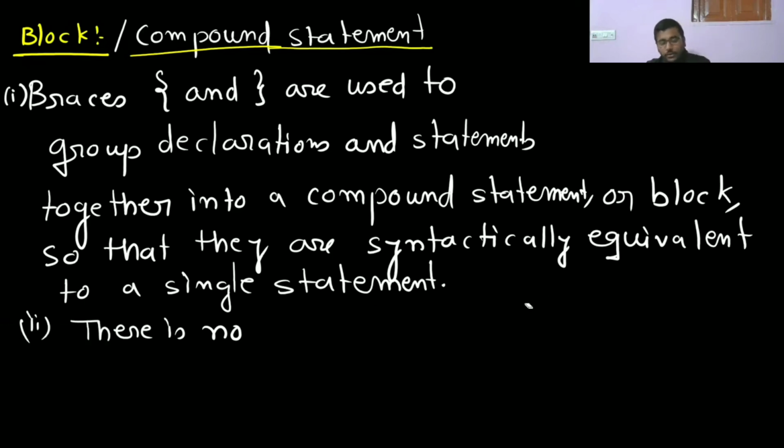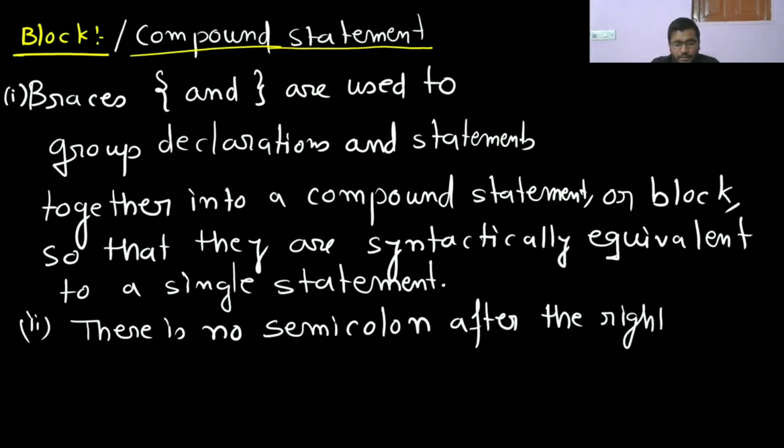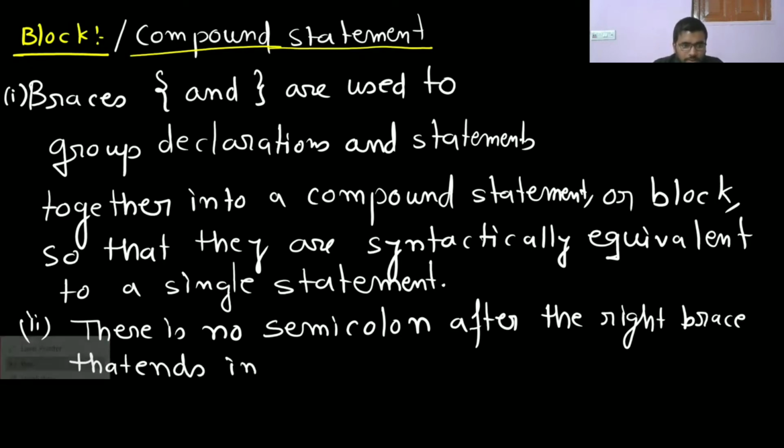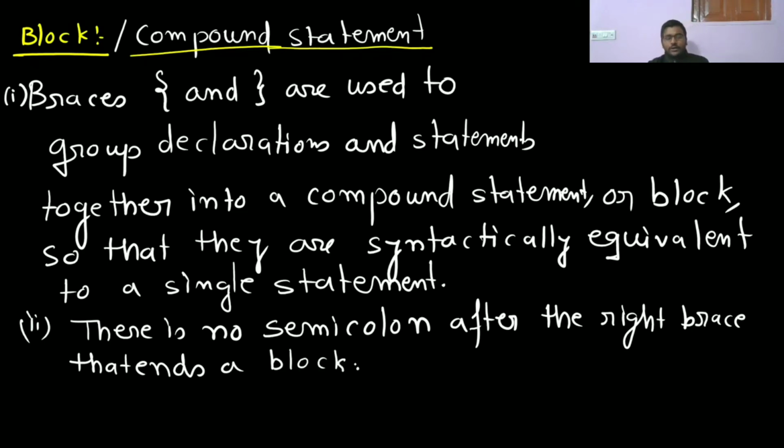So whenever an expression is followed by a semicolon, it becomes a statement. When you want a compound statement or block, you have to use opening and closing braces. Then it will be treated as a single statement. And after the right brace, there will be no semicolon. There is no semicolon after the right brace that ends a block. Okay, so our statement is done.